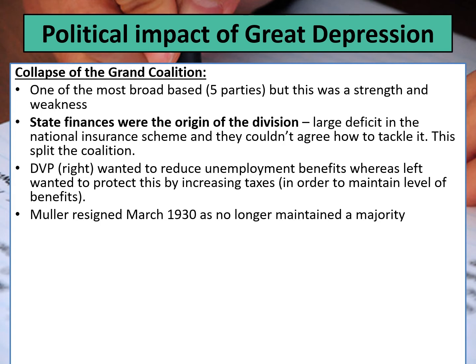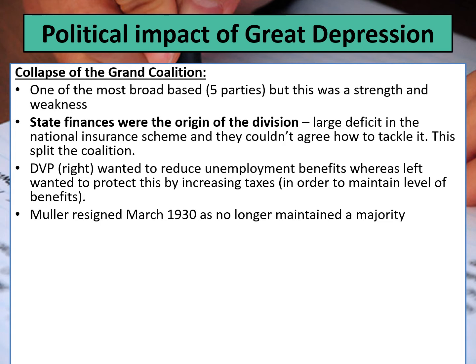However, in one way, the 5 parties was a strength, and in another way it was a weakness, because it meant that they had a lot of fundamental differences. Even thinking about when it was more successful before the Great Depression, it was formed in June 1928, but it wasn't until the spring of 1929 that they agreed on their policies, because they had such different ideas when it came to budget and foreign policy, 2 of the biggest areas of government.